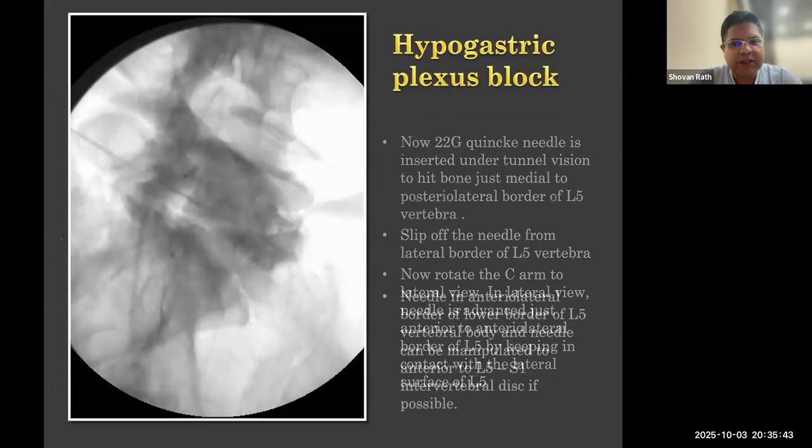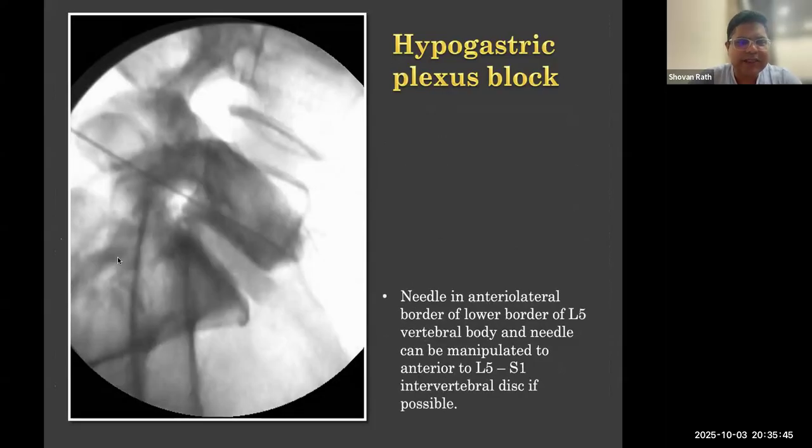I'm just showing you the pictures. Just look at the picture. This is almost similar to the sympathetic plexus block that we saw. Needle positioning is the same, but we have to do it at the L5 level. So a bit of difficulty always exists there.